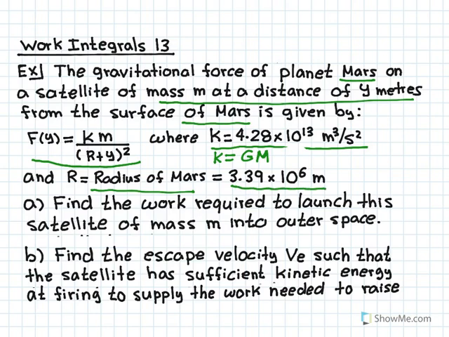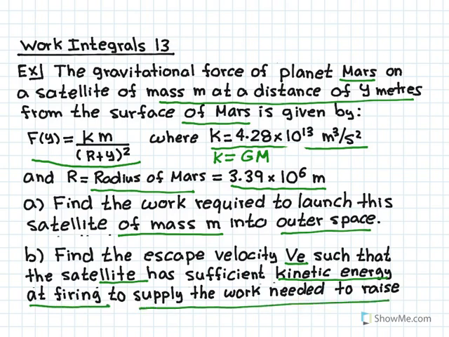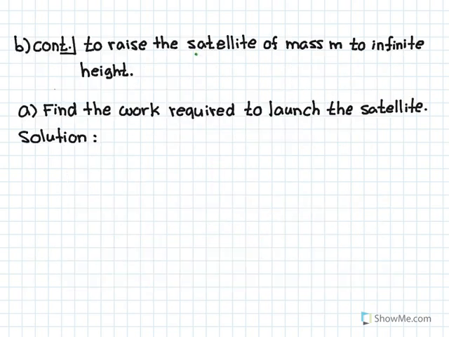Part A of the question asks us to find the work required to launch this satellite of mass m into outer space. That means infinite height. Part B, find the escape velocity, VE, such that the satellite has sufficient kinetic energy at firing to supply the work needed to raise this satellite of mass m to infinite height. So let's do part A of the question. Find the work done to launch this satellite.